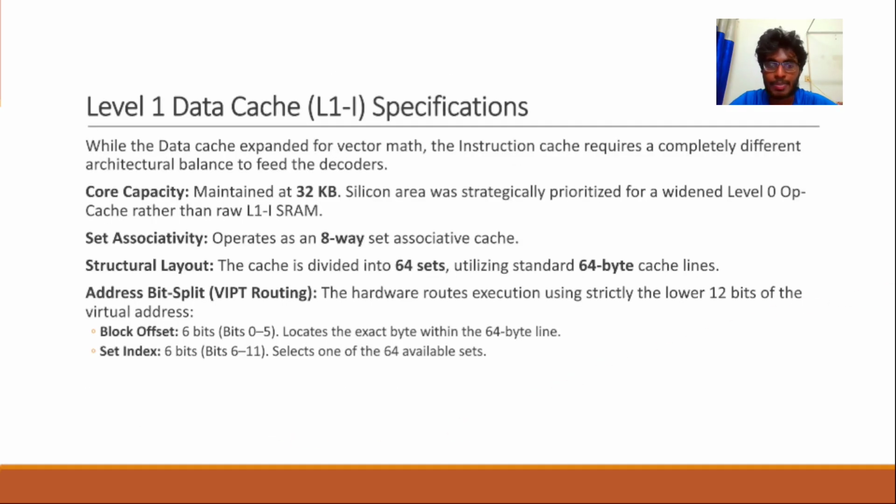The L1 instruction cache. Interestingly, the L1 instruction cache stayed at 32 KB, same as Zen 4. AMD strategically prioritized silicon area for widening the level-0 op cache instead. It's more efficient to store already decoded micro-ops than to keep redecoding them from a massive L1 instruction cache every time.